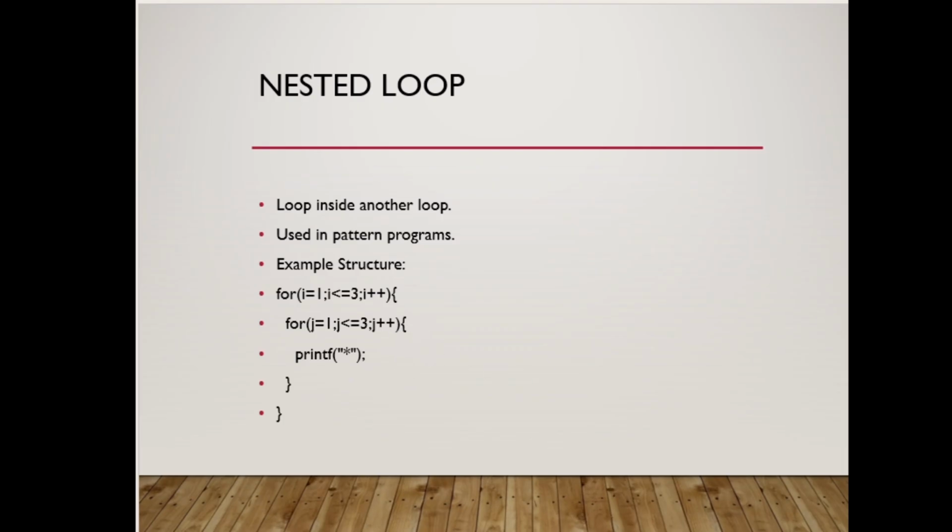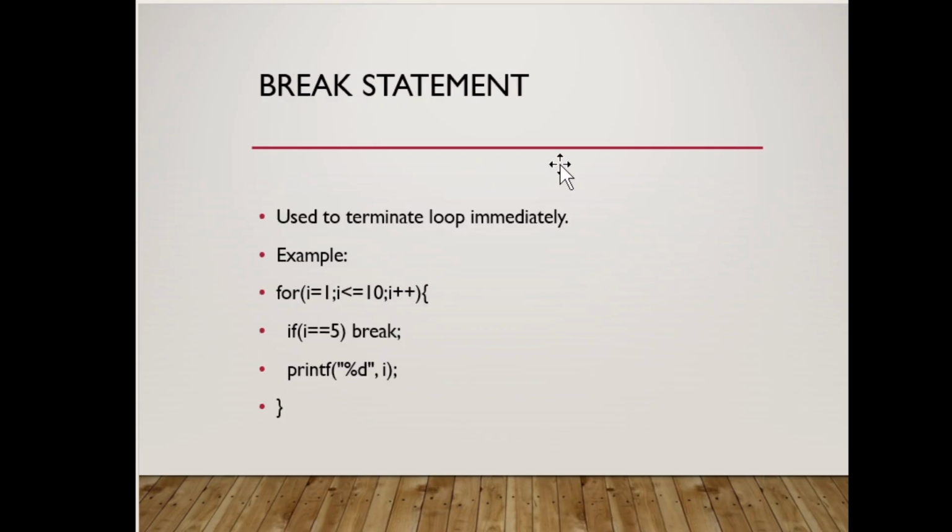The outer loop runs 3 times. For each iteration, the inner loop also runs 3 times. So the star symbol will be printed 9 times. Nested loops are very important for pattern-based programs. Next, we're going to learn the break statement.